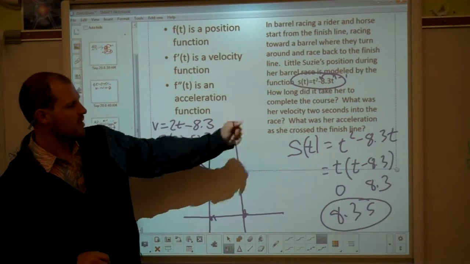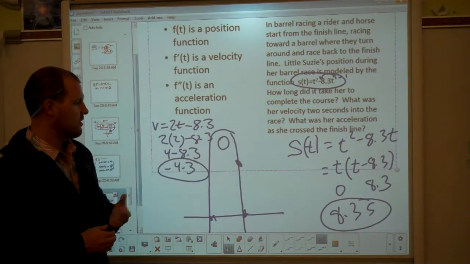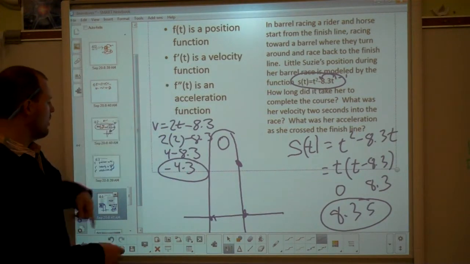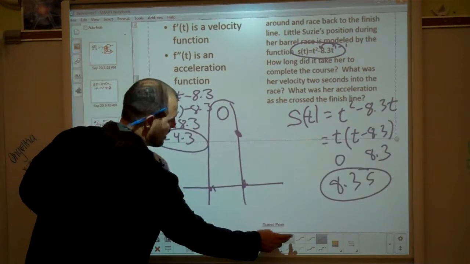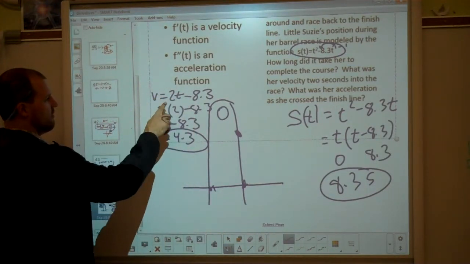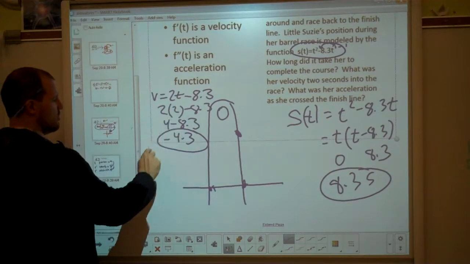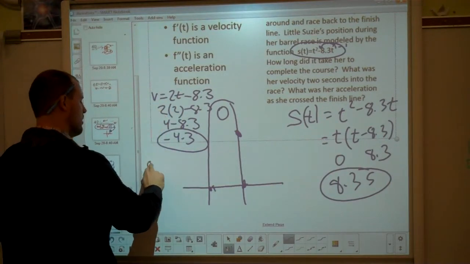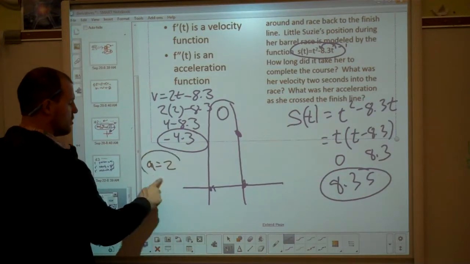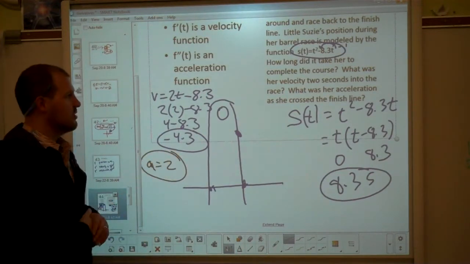We were also asked about her acceleration as she crossed the finish line. Okay, so let's do acceleration. To get acceleration, it's a second derivative. We already know our first derivative. Let's find the second derivative. Constants disappear when you take a derivative, and then we have 2t. 2t is going to turn into 2. That's it. No matter what you plug in, it's 2. So we've answered that part of the question as well.